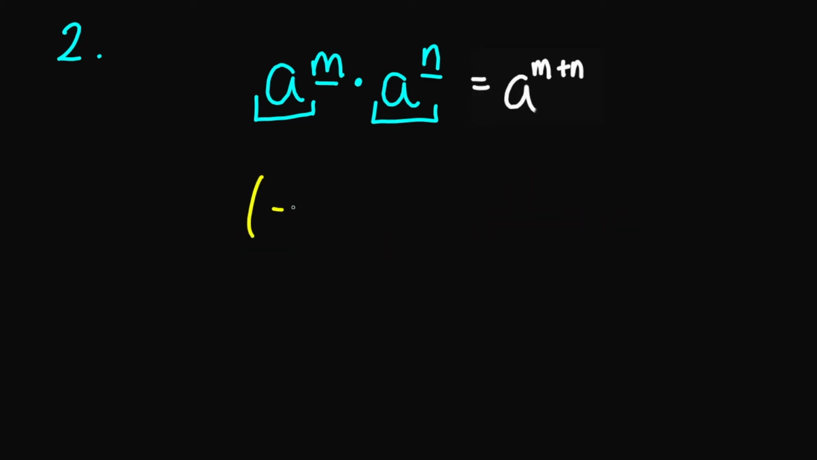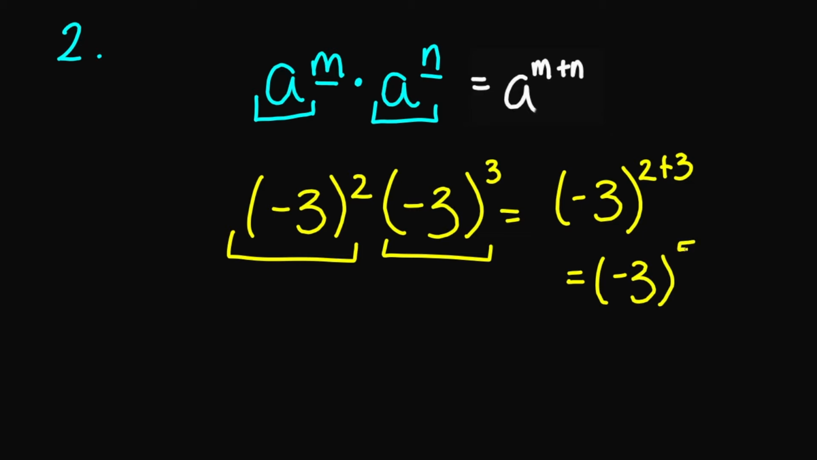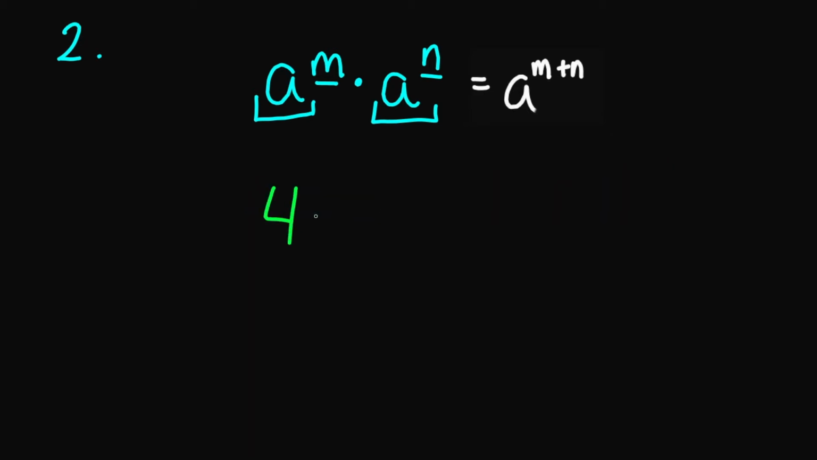Let's try negative 3 squared times negative 3 to the 3rd power. So my base is negative 3, so if I have the same base, I'm going to add my exponents. I'm going to write my negative 3 here, and I'm going to add 2 plus 3. So my answer is going to be negative 3 to the 5th power. What about 4 times 4 to the 2nd power? This is going to be 4, 1 plus 2, because you have like an imaginary 1 here. And this is going to give you 4 to the 3rd power.